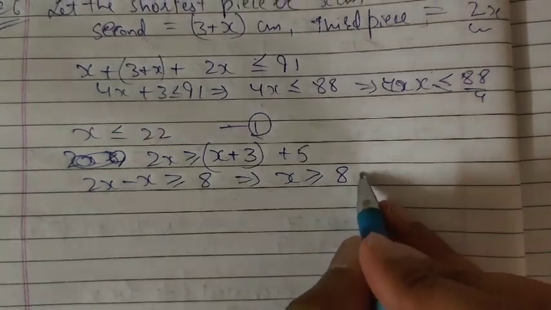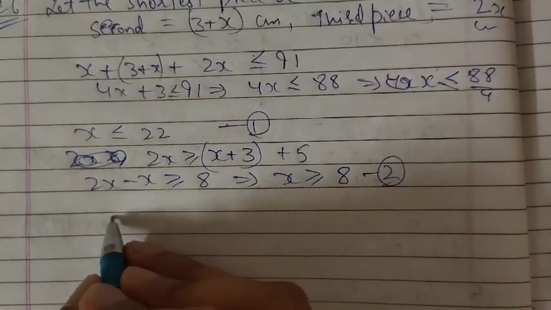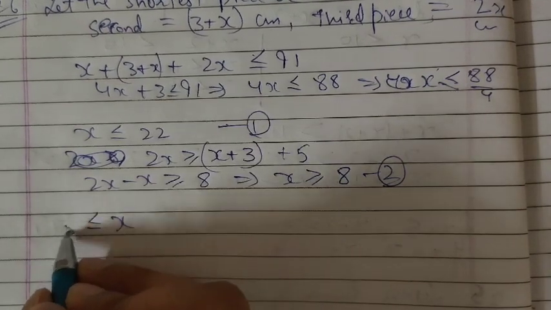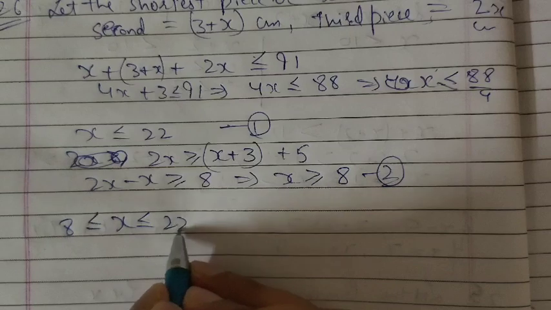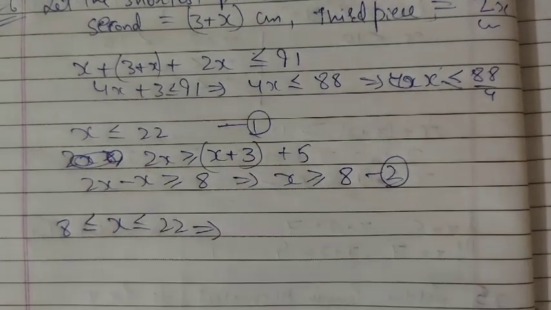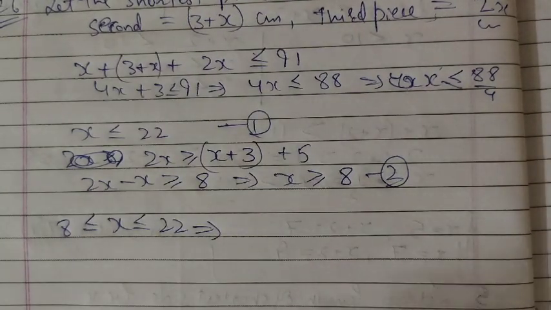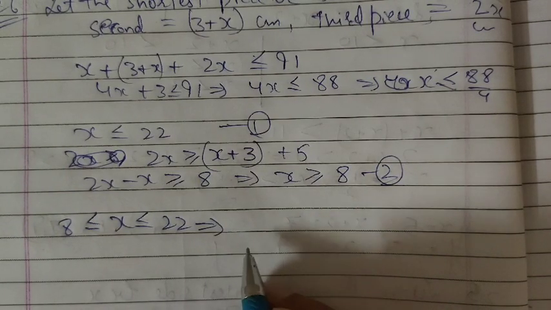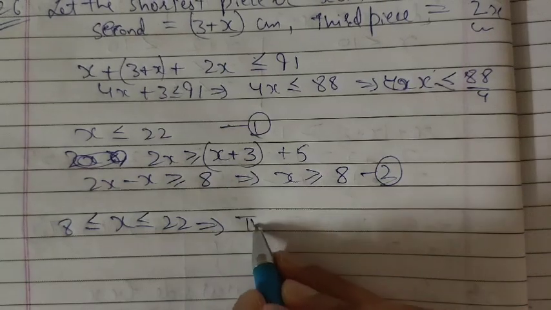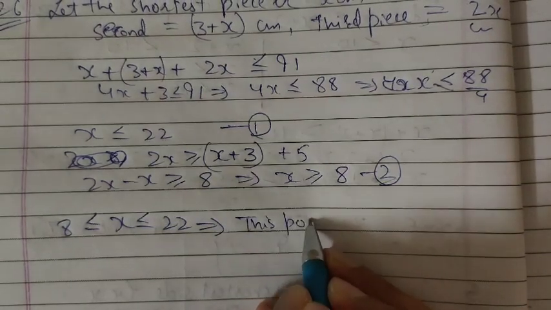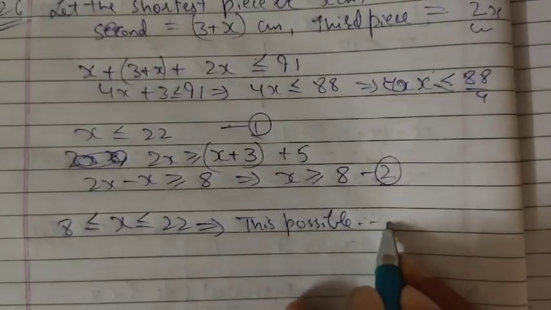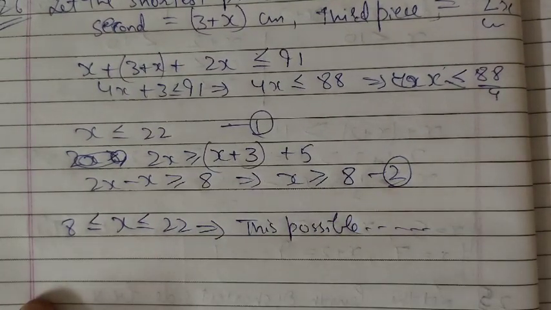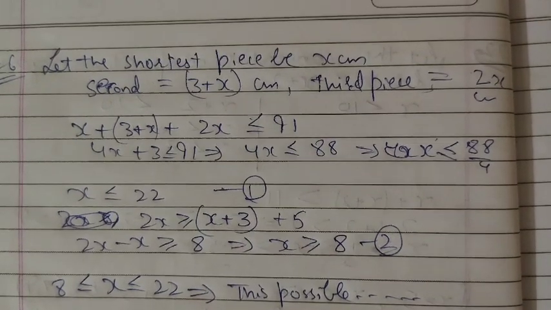So we can say from 1 and 2, x is greater than equal to 8 and lesser than equal to 22. This implies we can say the possible length of the shortest board is greater than or equal to 8 centimeter but less than or equal to 22 centimeter. So you have to write the statement form also. So this is our answer of question number 26.